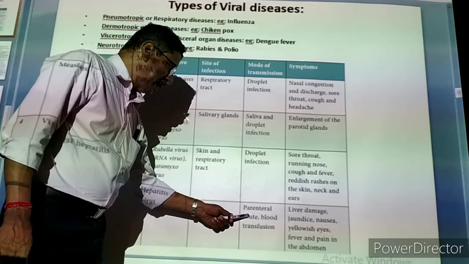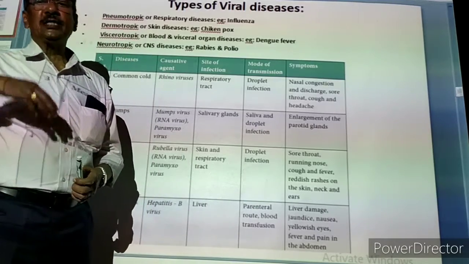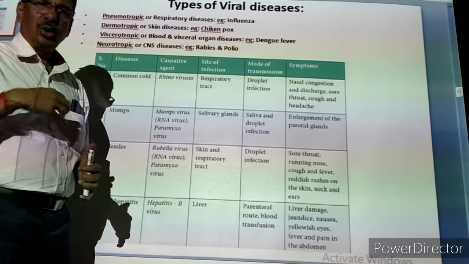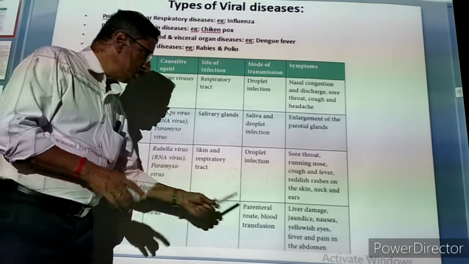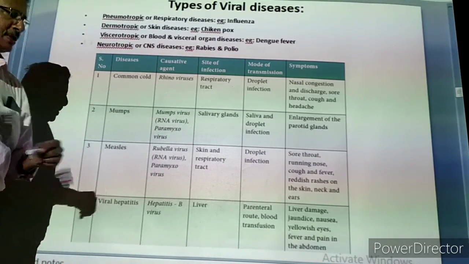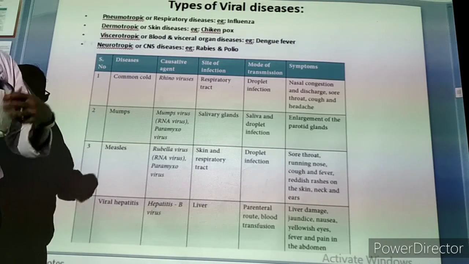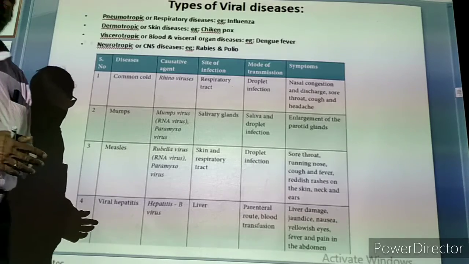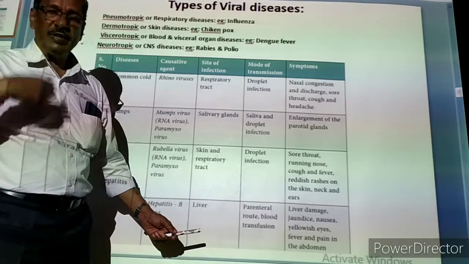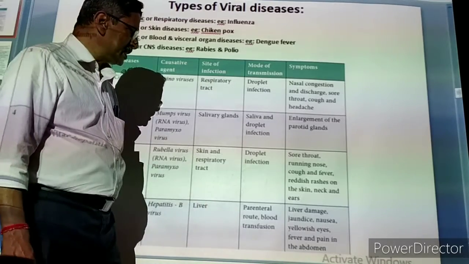Now we will take what this parenteral route and blood transfusion are. Parenteral means entering our body, for example through the mouth or the nose. What are the openings present in the body through which they enter? Next one is blood transfusion. Already one person is affected by a viral infection in the liver. But without knowing that, before the symptoms form, the person donates blood. The blood is given to a new person. Then the person receiving the blood will also get it. By blood transfusion also, that disease can be transferred.